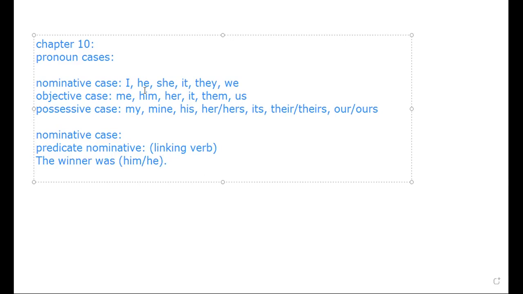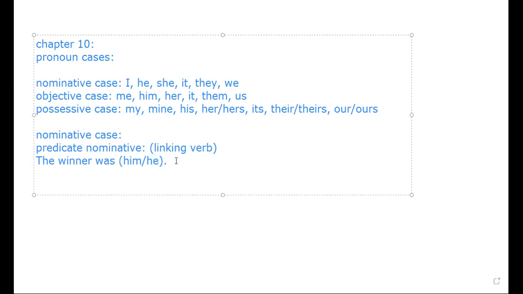For example, if I want to say something like "the winner was," and I have to choose between two pronouns, him or he. If you look at the sentence, winner is the subject, was is a linking verb. You're describing the winner as who? Of course, you're going to say he. He would be the correct choice because following a linking verb, which is was, you need to choose the pronoun in the nominative case.